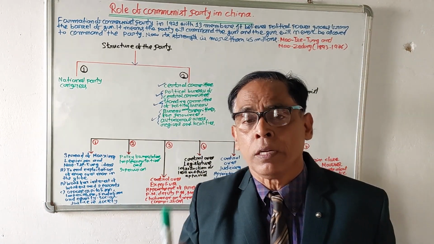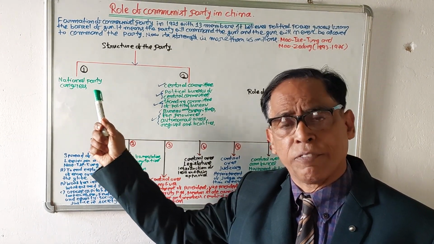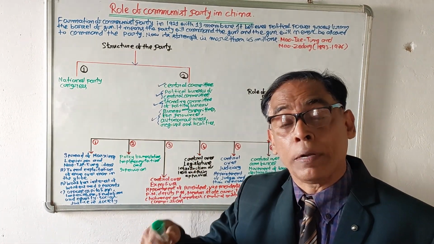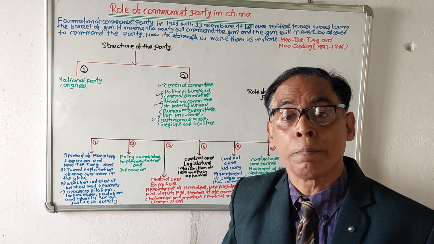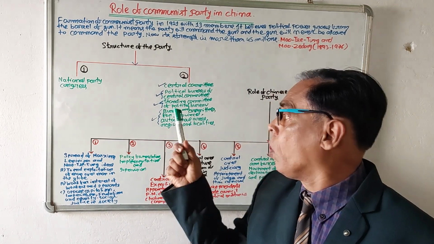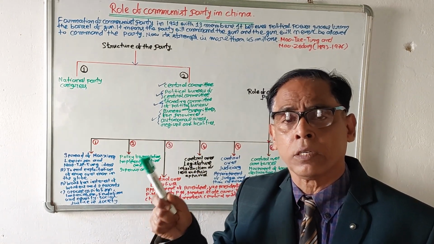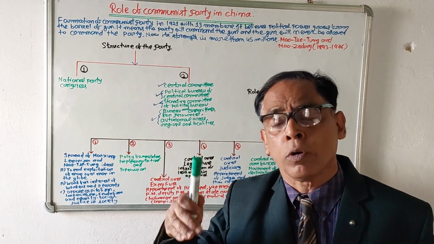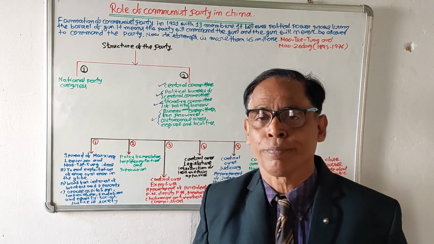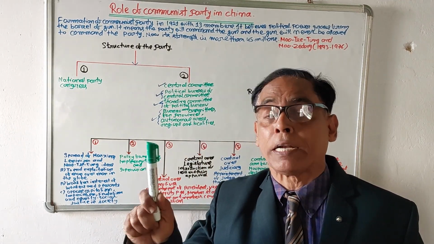So again, the Communist Party of China has a Central Party Congress. It meets every 5 years. Then it has a Central Committee. Then the Central Committee has a Political Bureau. Again, the Political Bureau has a Standing Committee. Again, in all provinces, autonomous regions and areas, bureaus and committees of the Communist Party of China are found. And the Communist Party of China is the largest communist party in the world.